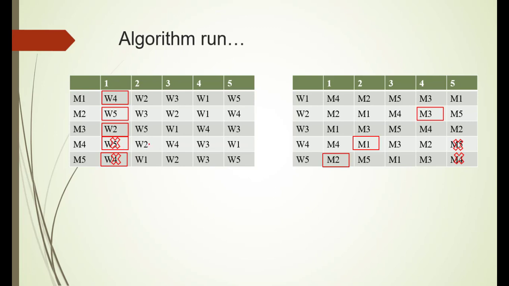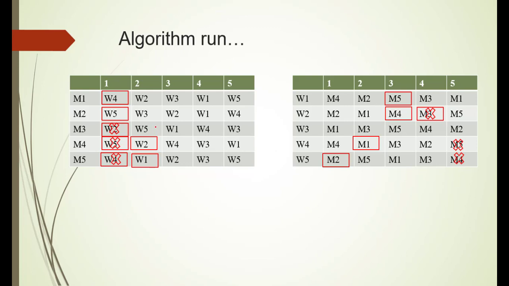So now we have M4 and M5 not engaged. In the next round, M4 proposes to W2, but W2 is engaged to M3, and M4 is more preferable than M3. So W2 is engaged to M4, and M3 becomes free. Next, M5 proposes to W1. Since W1 doesn't have any offer yet, she accepts the offer from M5. So now the only remaining man who is not engaged is M3.